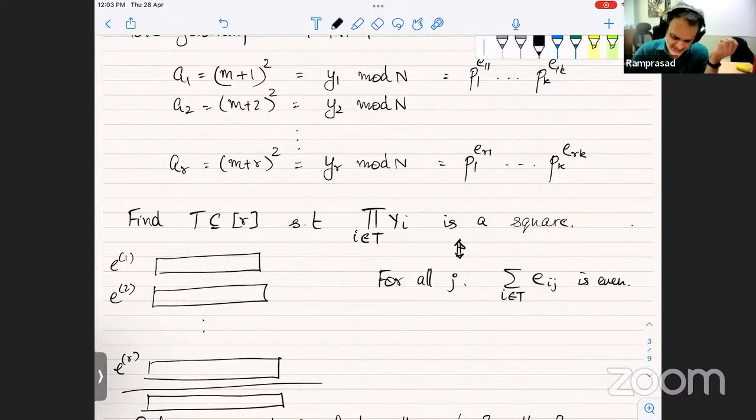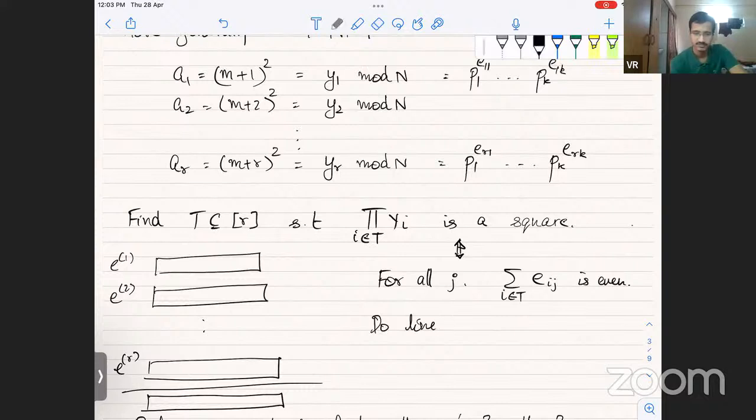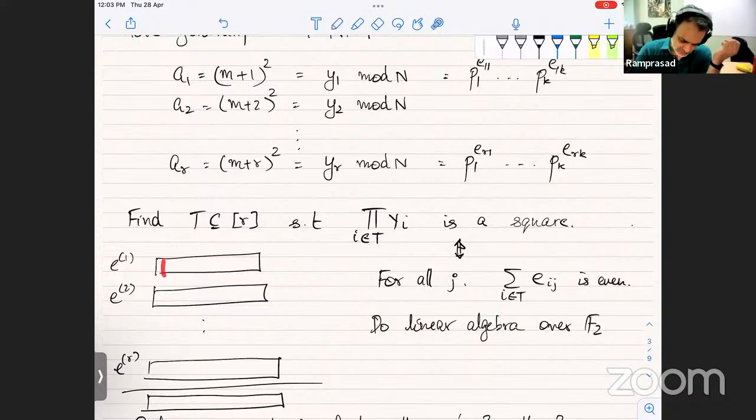Okay, so this is just saying you do linear algebra over F2. That is, just put a 1 if that was an odd number and 0 if it was an even number. And now just think of this as you've been given a bunch of vectors over F2, and I've given you more vectors than its dimension. That is, I'm telling you that r is bigger than k. So there must be some linear combination of them which should add up to the all zeros vector. Okay, and you find that. You're doing Gaussian elimination, etc. So this is Gaussian elimination.